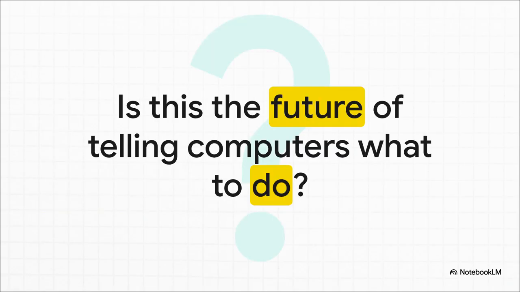So let's just zoom out for a second. What does all of this really mean? We are witnessing a fundamental change in how we tell computers what to do. We're moving away from writing rigid, unforgiving lines of code to, well, designing complex behaviors using natural language. So the really big question I want to leave you with is this. If programming is starting to feel more like a conversation, what does that mean for the future of programmers? It's definitely something to think about.